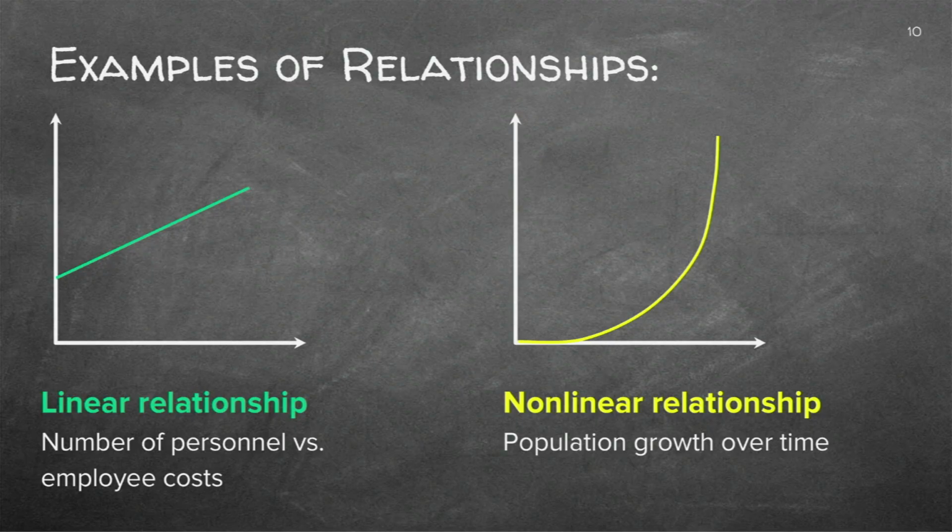So this is an example of a linear relationship. Can you see? It increases at exactly a constant rate. So it's a straight line, so that is a linear relationship. For example here, they measure the number of personnel versus the employee cost, how much it costs them to have those employees in a company. It's exactly a linear relationship. As the number of people increases, so will the cost increase, right?